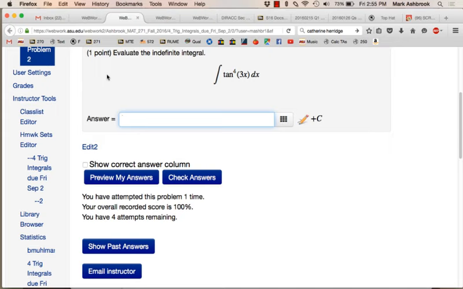So, tangent to the fourth. Anyone have an idea to start this? Split it into what, Adrian? Good, tangent squared and tangent squared. That's a good start. So, yes, tangent squared and tangent squared.